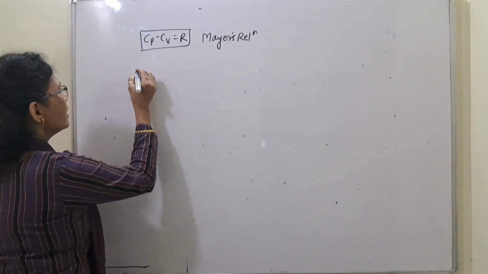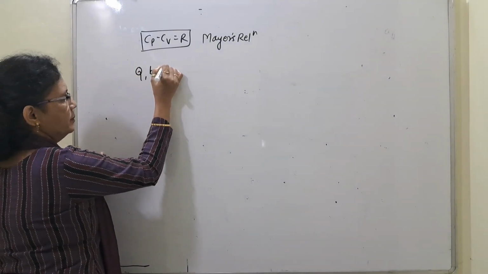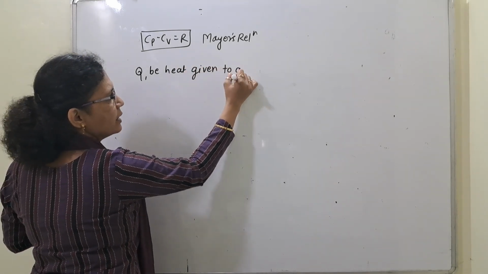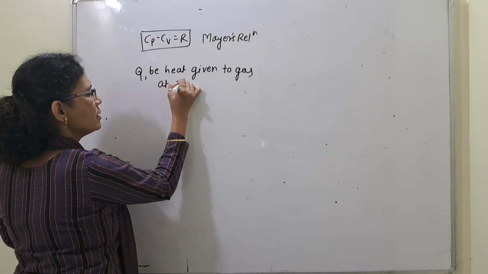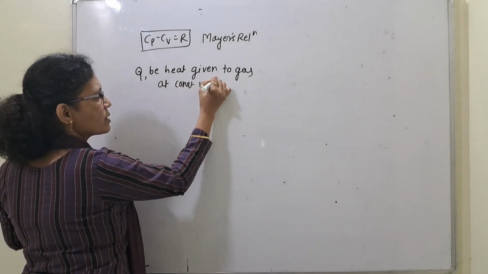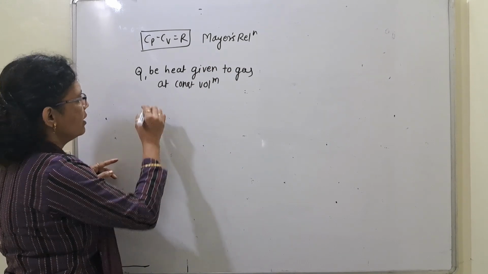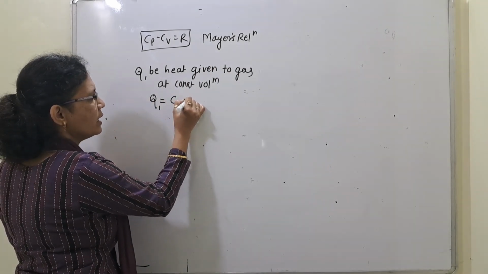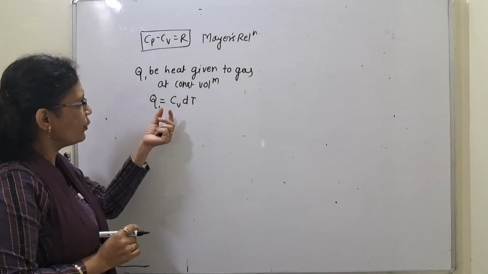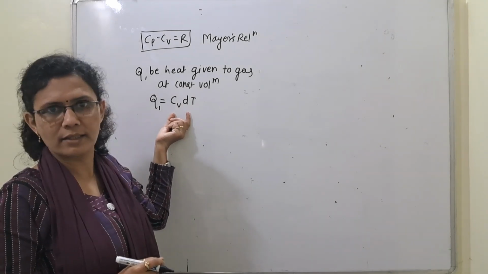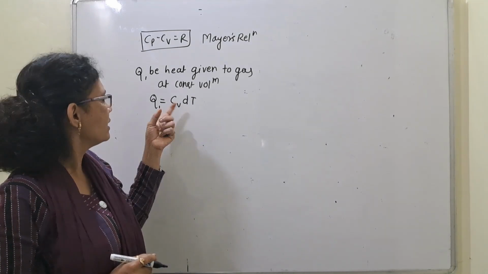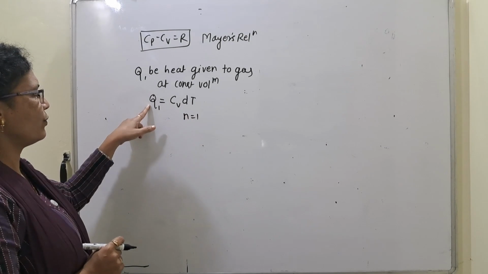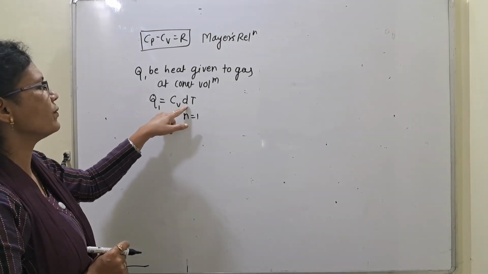So let us consider Q1 be the heat given to the gas at constant volume. Then what will be the formula? See, I can write Q1 is equal to Cv dT, if we consider 1 mole of gas. In that case n will be equal to 1, right? So what can I write as the formula? Q1 is equal to Cv into dT.